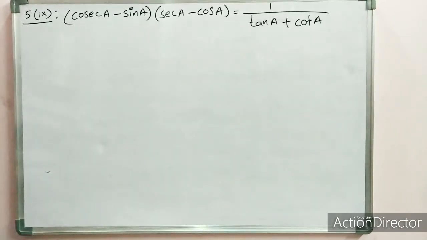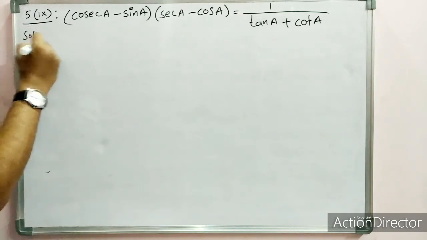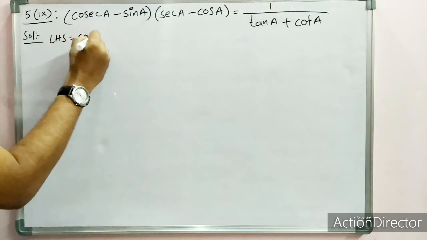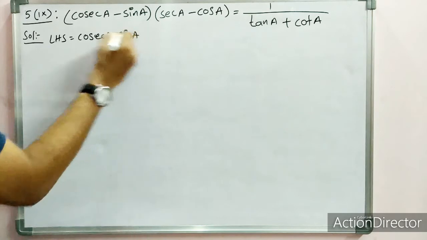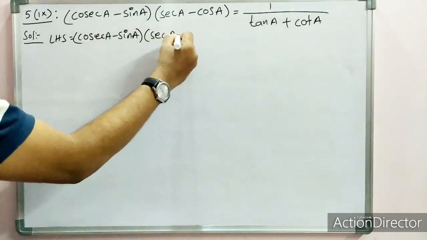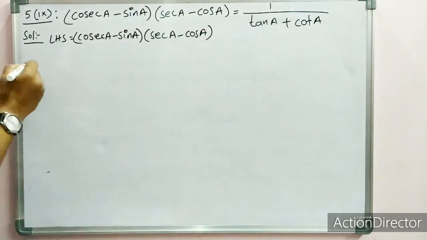Now this is the 9th question. Here you take the LHS part. LHS is (cosecant A minus sine A) and (secant A minus cos A). You convert all the values in terms of sine and cos.